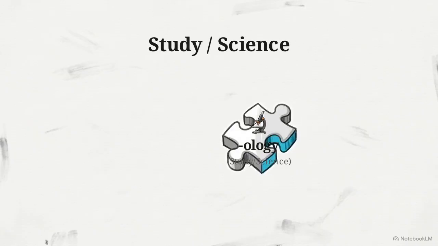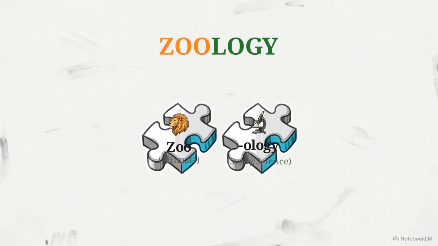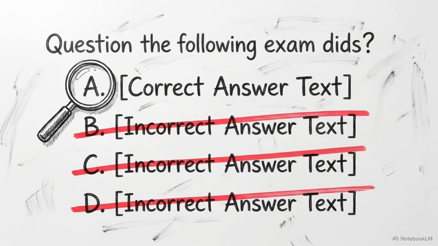This logic scales across the entire syllabus. Identifying the suffix ology reveals a branch of science or study regardless of the root it attaches to. It turns bio into biology and zoo into zoology. Spotting just one familiar root is frequently enough to identify the correct option and eliminate the rest.